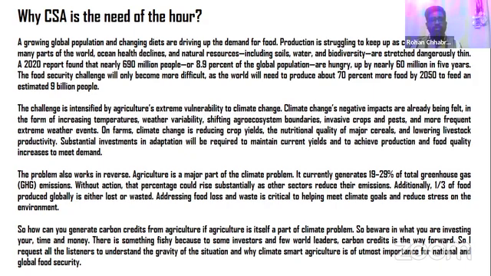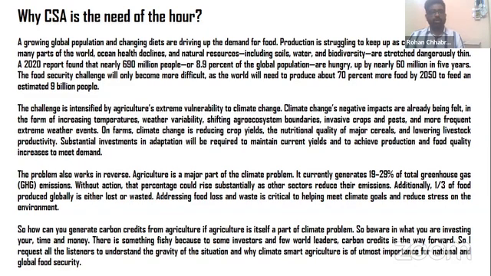Now, we all know that we have a growing population and our diets are changing, and production is struggling to keep up as crop yields level off in many parts of the world, and the ocean health is also declining, and natural resources including soil, water and biodiversity are stretched dangerously thin. A report found that nearly 690 million people, or 8.9% of the global population, are hungry, up by nearly 60 million in the last 5 years, which is also an alarming issue given the SDGs which are established by the UN.